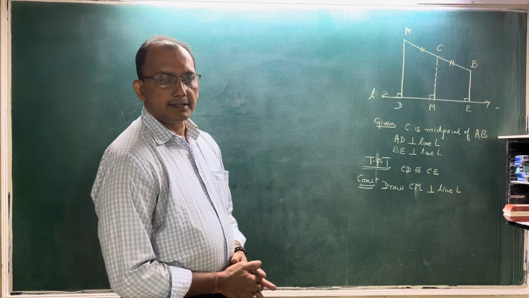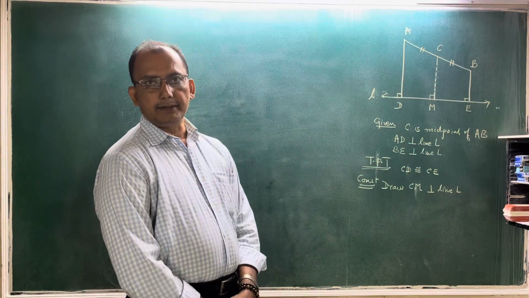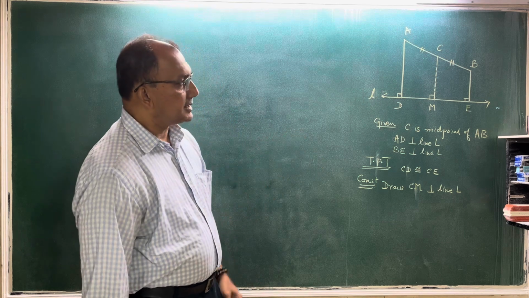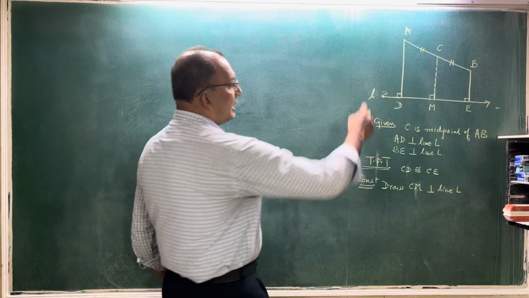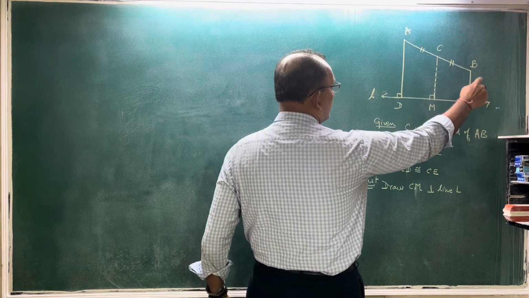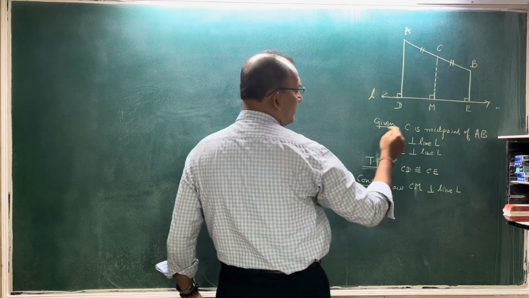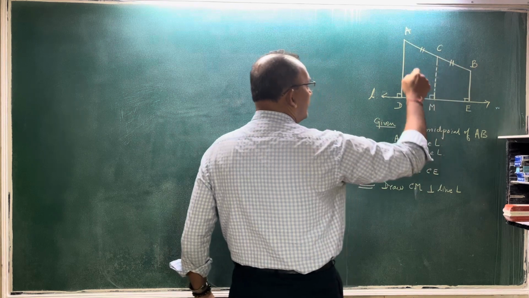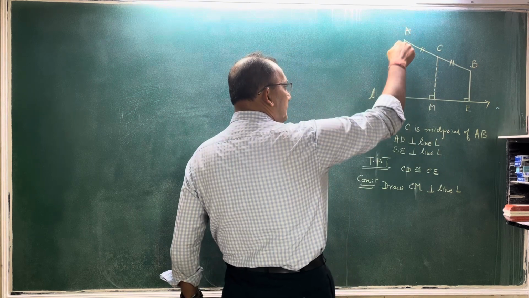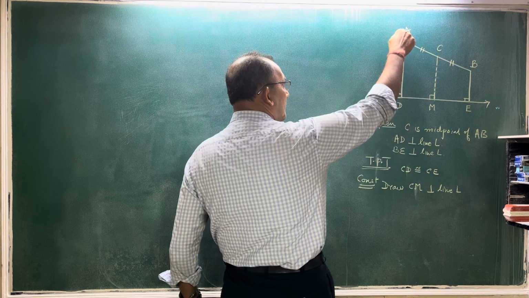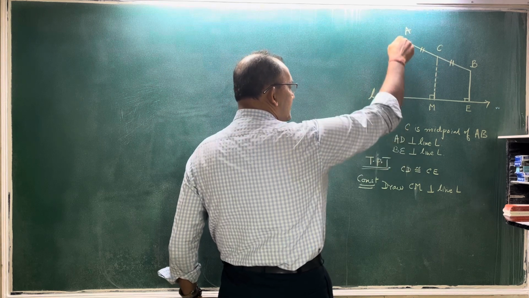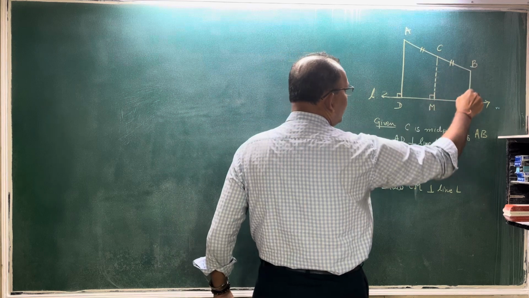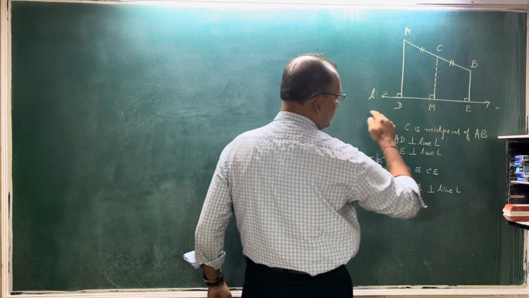Hi students, this is one of the extra sums from standard 9th, from the old textbook. See what's given in this particular part. We have a segment AB in which C is the midpoint. From point A, perpendiculars are drawn: segment AD is perpendicular to line L and segment BE is perpendicular to line L.